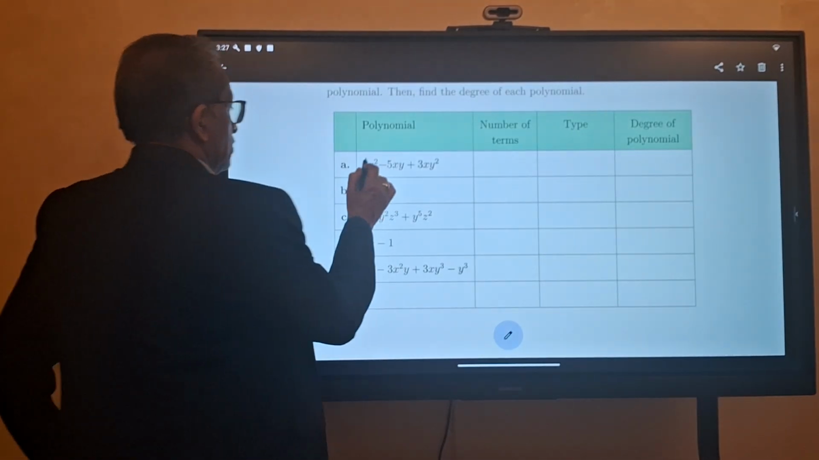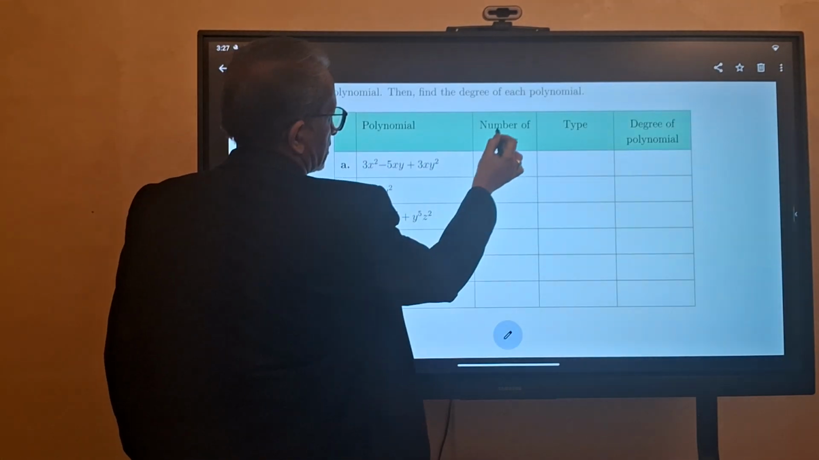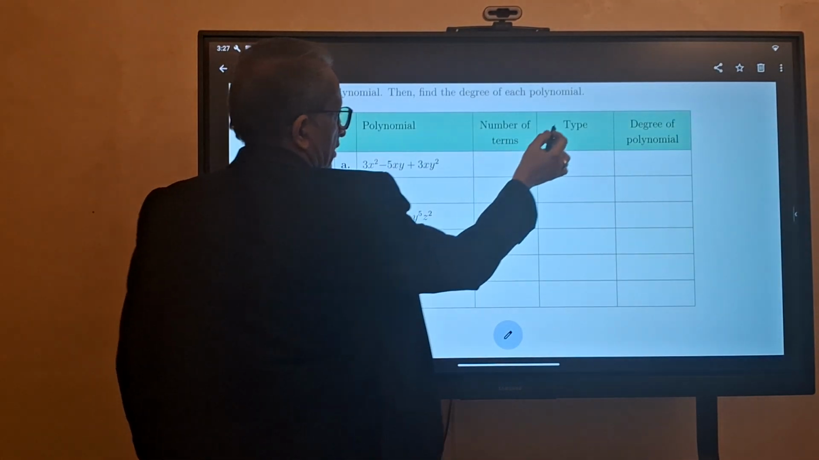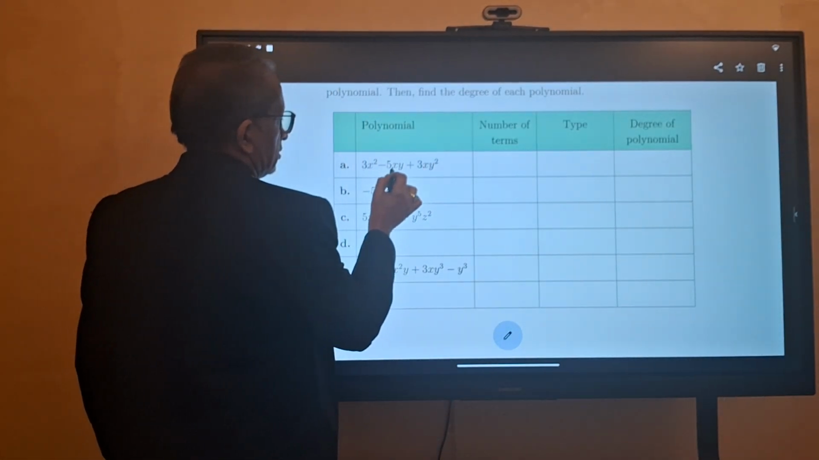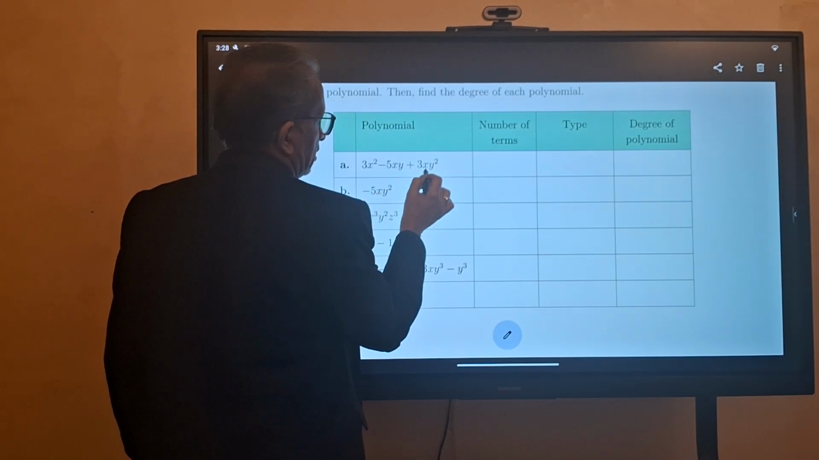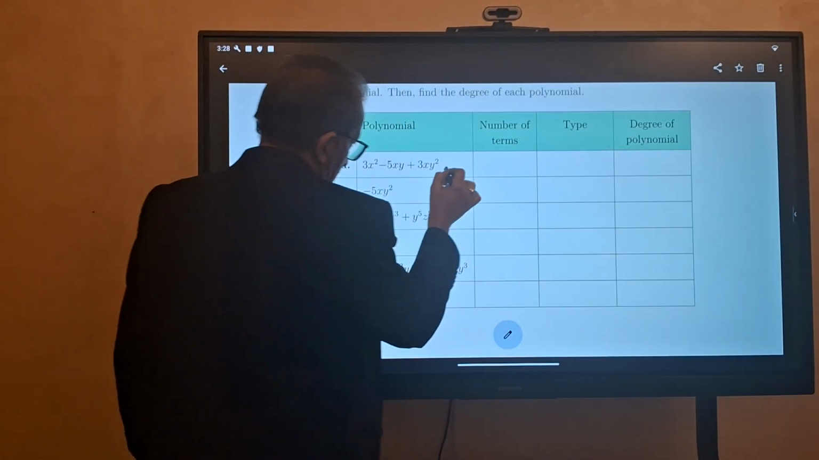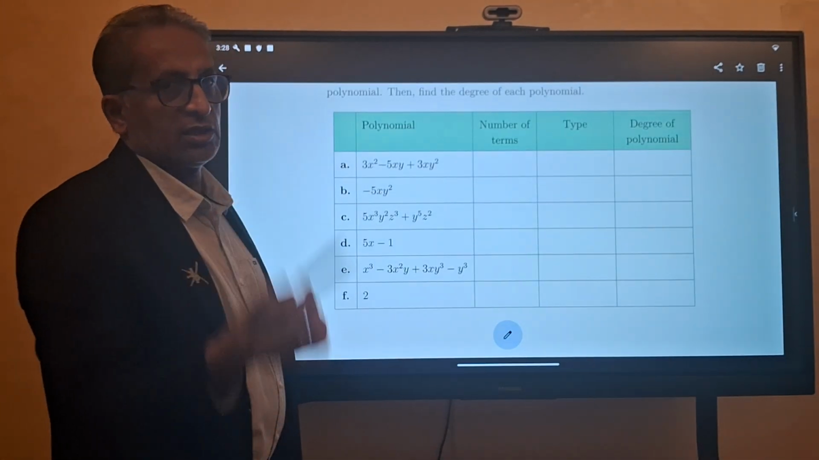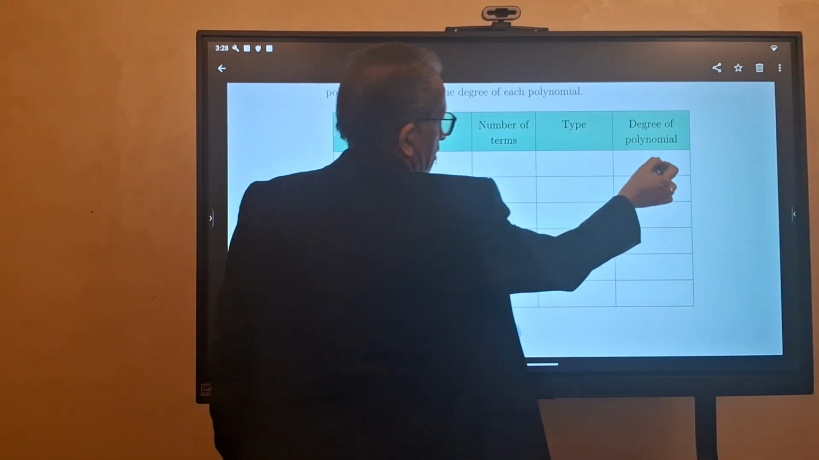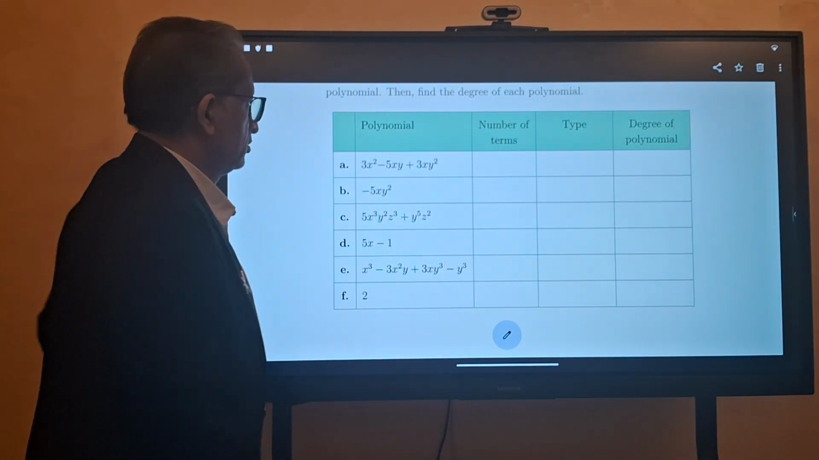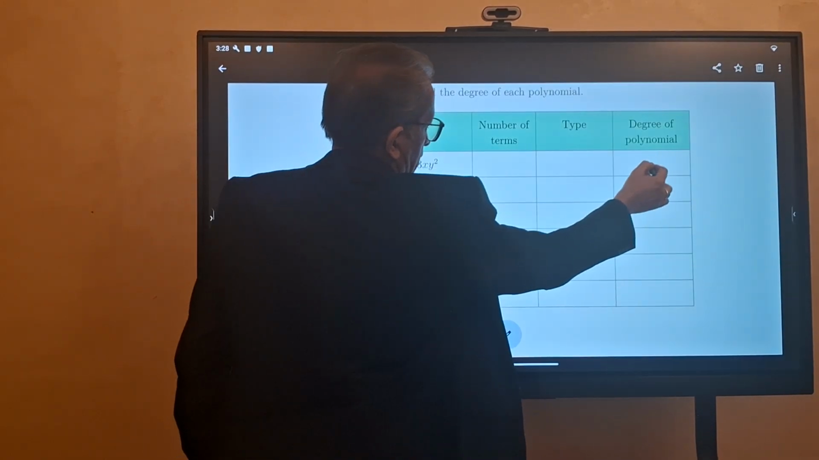Here we have 3 terms because they are separated by plus and minus. So number of terms 3, type trinomial. The degree of the first term is 2, the degree of the second term 2, the degree of the third term 3. Then the degree of the entire polynomial, I have to take the highest one. So 2, 2, 3. So 3 is the degree of the polynomial. Number of terms 3, type trinomial, degree is 3.